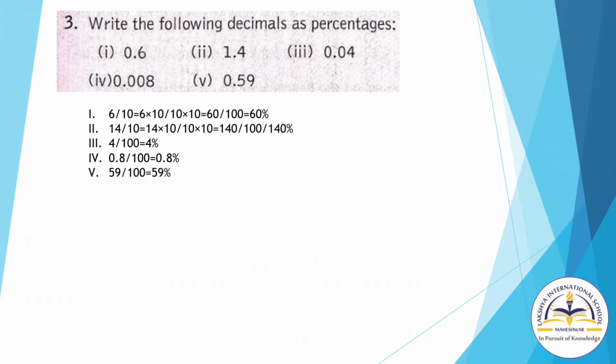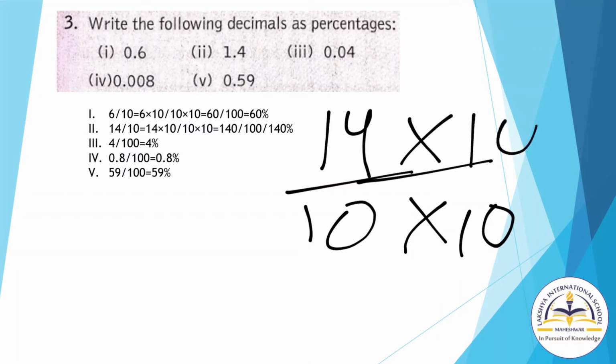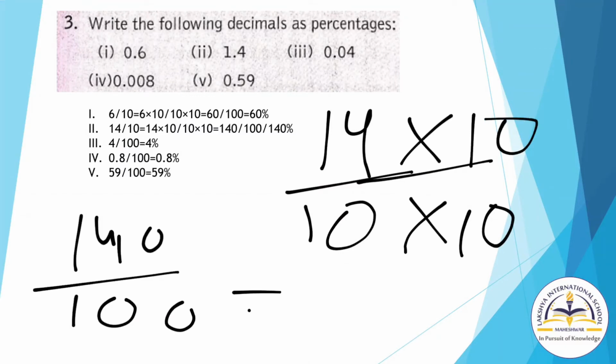Now we will see for 14 by 10. For 14 by 10, we have to make the denominator 100, so you will multiply by 10, numerator also. Now 140 divided by 100, it means 140% will be the answer.